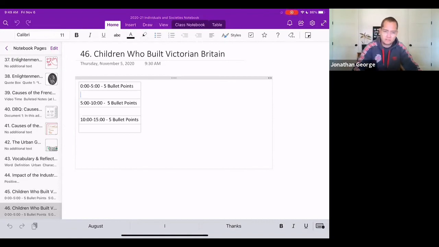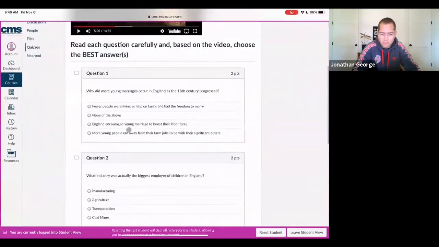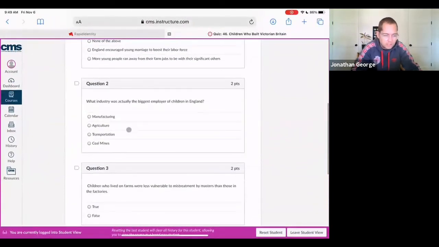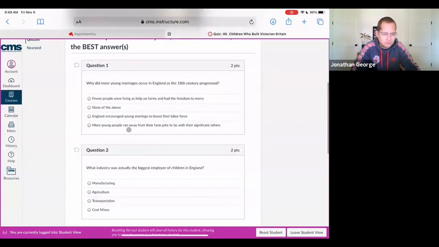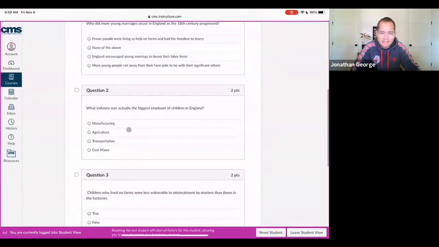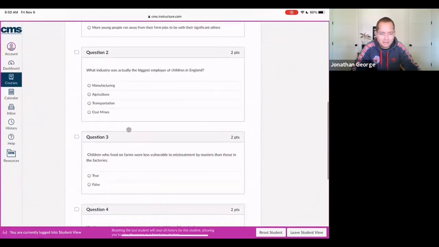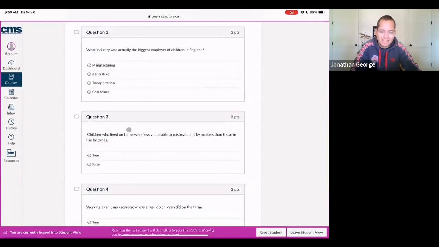And I think they even talked about the first couple questions. Oh my goodness. They got through the first 3 questions. Just got to question 3. Why did young marriages occur in England as the 18th century progressed? And then what industry was actually the biggest employer of children in England? And then children who lived on farms were less vulnerable to mistreatment by masters than those in the factories.